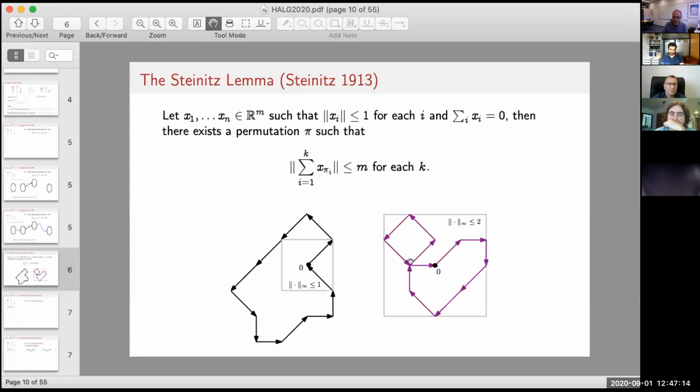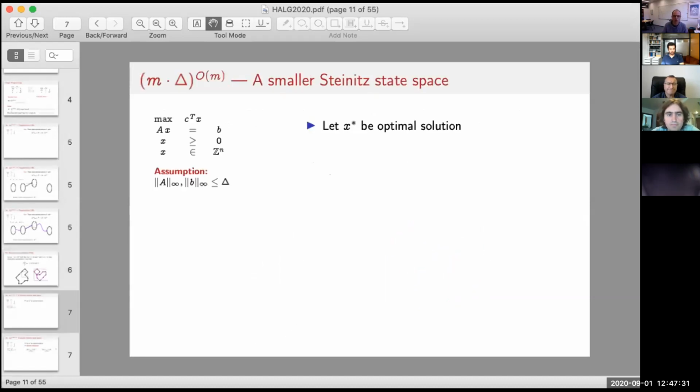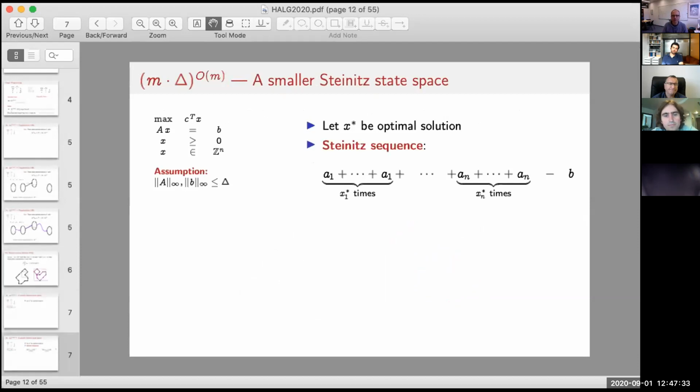Okay, so here you see an example. Here we might walk out of the m ball quite a bit, but we can rearrange these vectors such that they fit in the m ball of the corresponding norm. Now, how can this be used in integer programming? Well, we can again have a look at the optimal solution. And this optimal solution gives us a Steinitz sequence, okay?